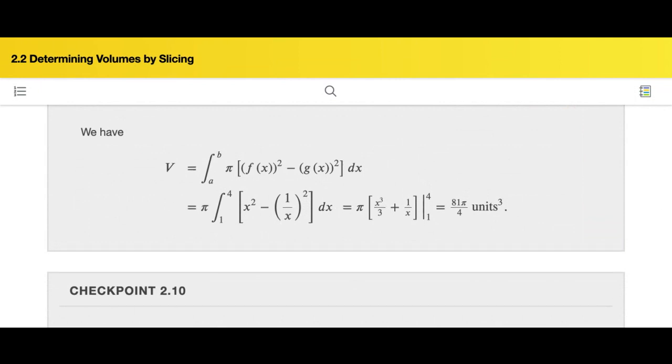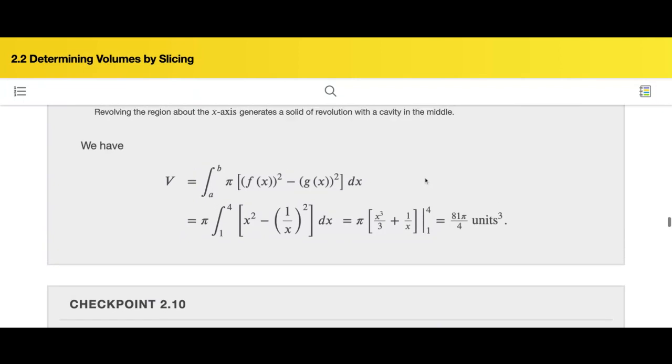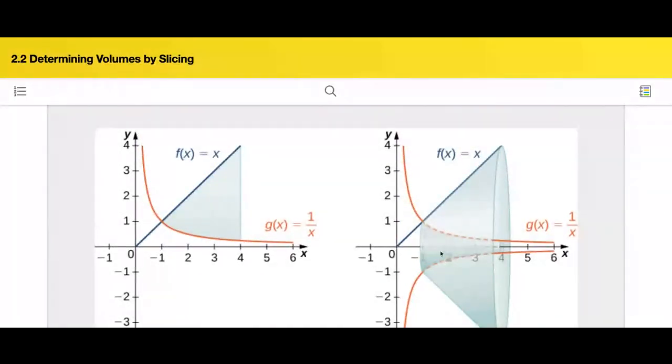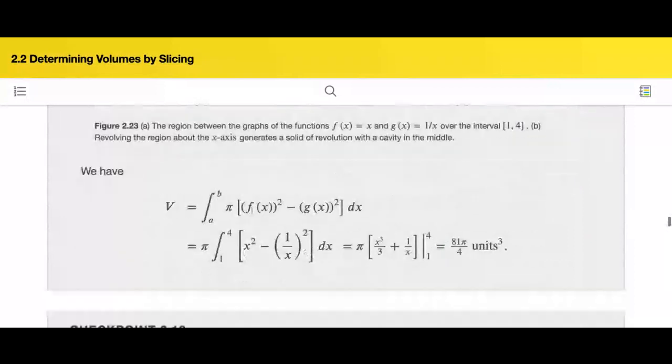Okay, so the difference between the disk method and the washer method: the disk method is a solid, there's no hollow middle. With the washer method, we subtract the hollow volume. That's it. Basically, we find the volume of the outside one and subtract the volume of the inner one. That's it.